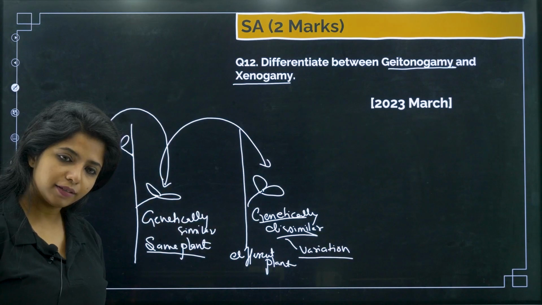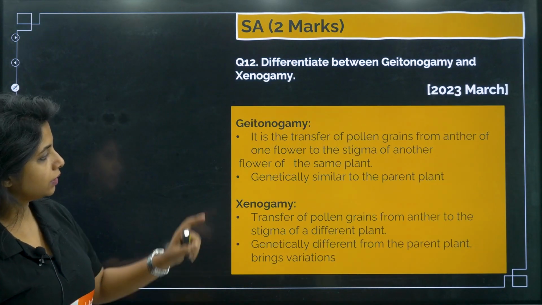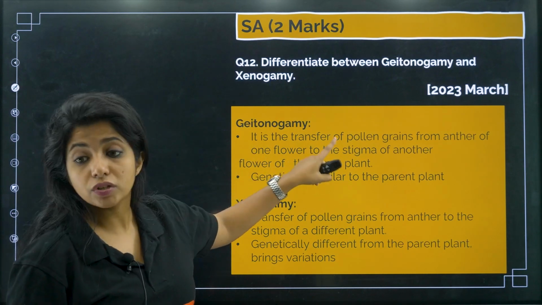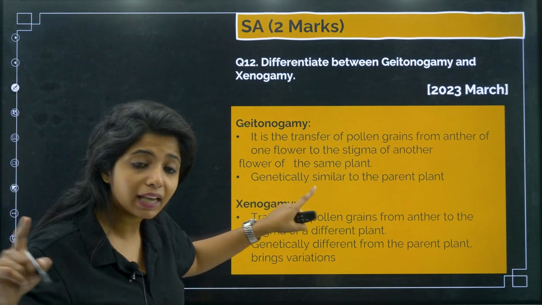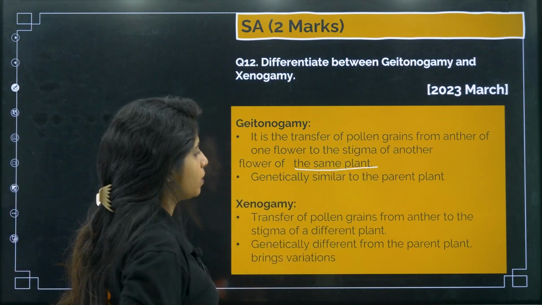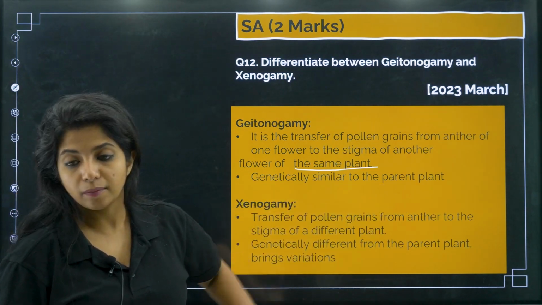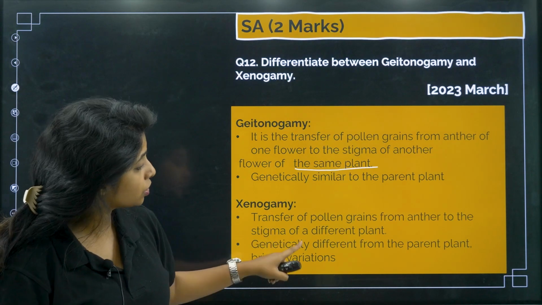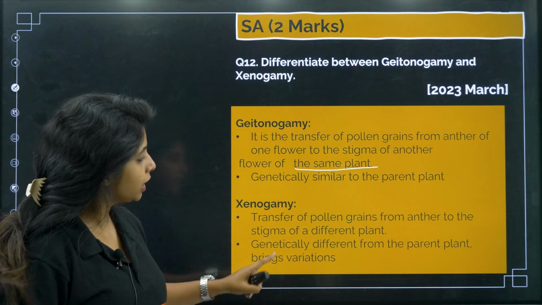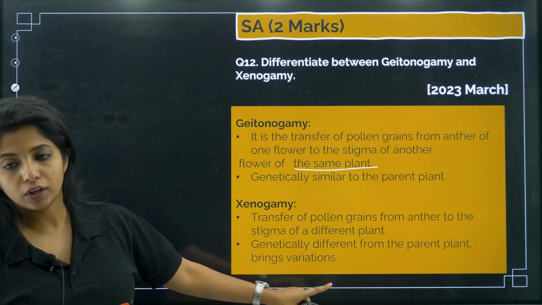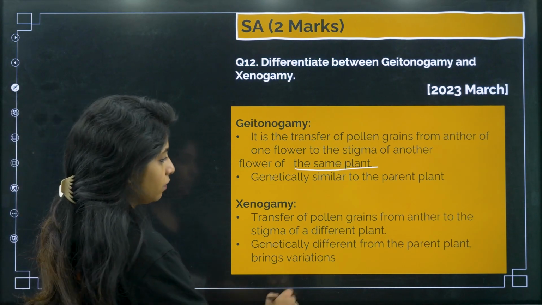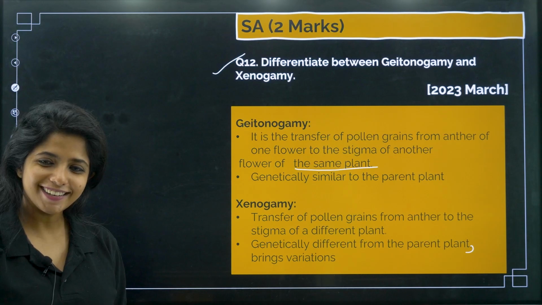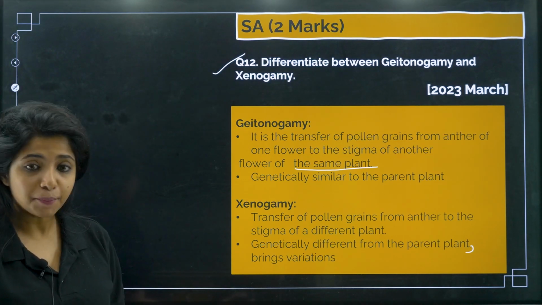Okay, cool. Chalo. This is how you can write the answer. Geitonogamy is the transfer of pollen grains from the anther of one flower to the stigma of another flower of the same plant. If you are not writing this, you are losing marks. Genetically similar to the parent plant. Xenogamy means transfer of pollen grains from the anther to the stigma of a different plant. Genetically different from the parent plant, it brings variation as well. This becomes your 2-marker question. Done? Chalo. This came in March 2023.